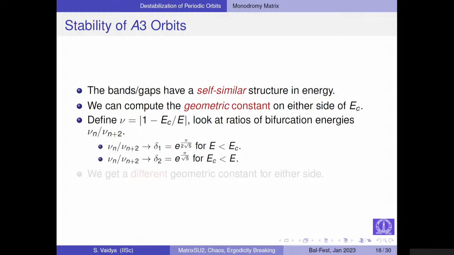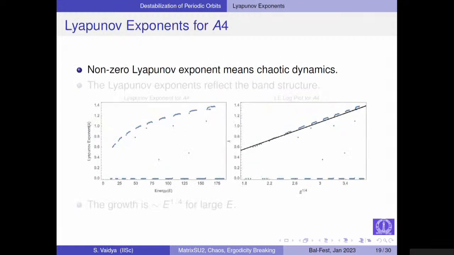And because it's a geometric function, you can compute the ratios of these bands. They are not the same on either side. We get these two incredible numbers. I call them incredible because I've never seen such numbers before. I think they are quite pretty. But what is interesting and important is that we get two different geometric constants on the two different sides.